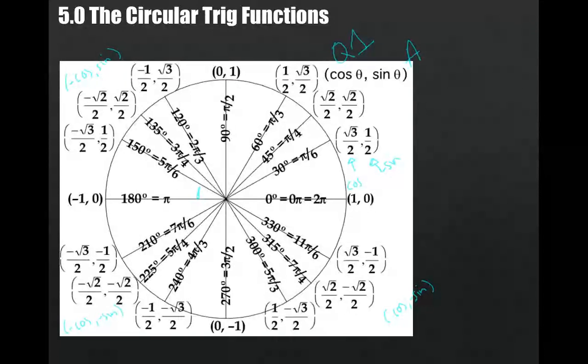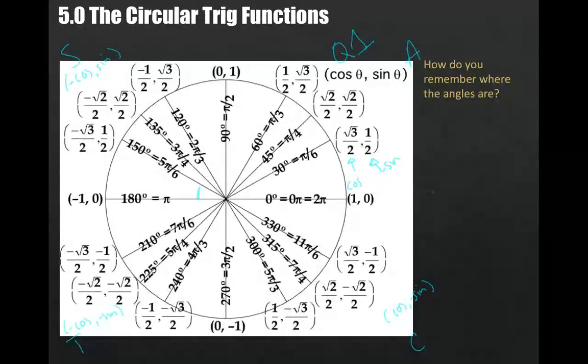Maybe you remember All Students Take Calculus. That tells you what is positive in each quadrant. Everything's positive here. Just sine is positive. Just tangent is positive. Just cosine is positive. Right? So maybe you need to go back and practice some of these, refresh your memory so you're speedy with it.